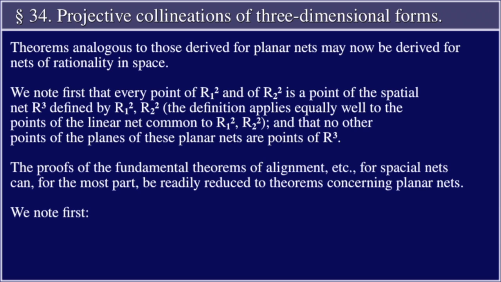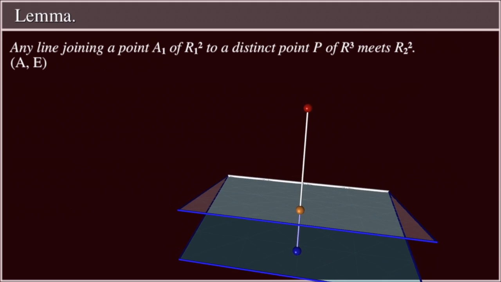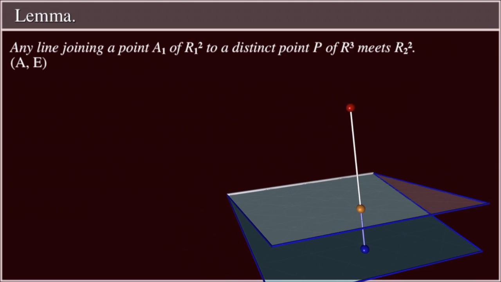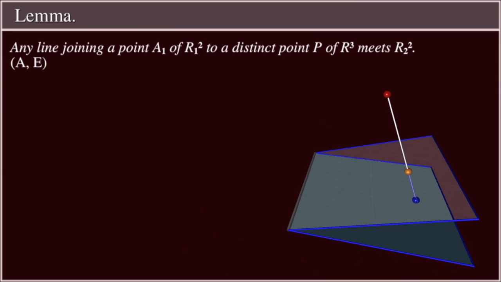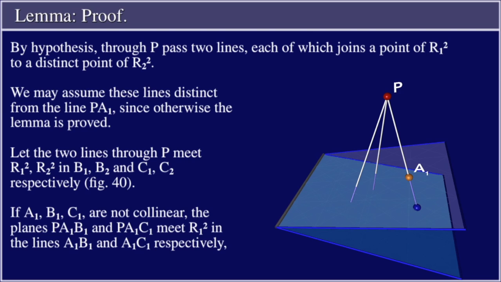We note first, lemma: any line joining a point A1 of R1² to a distinct point P of R³ meets R2². Assumption A and E. Proof: by hypothesis, through P pass two lines, each of which joins a point of R1² to a distinct point of R2². We may assume these lines distinct from the line PA1, since otherwise the lemma is proved. Let the two lines through P meet R1², R2² in B1, B2, and C1, C2 respectively. Figure 40.